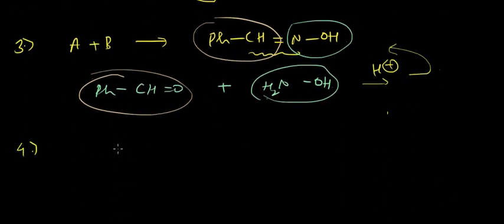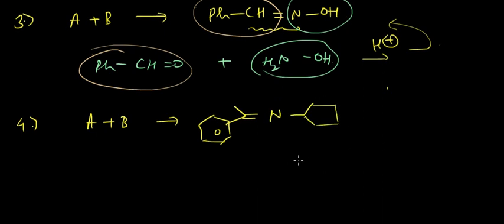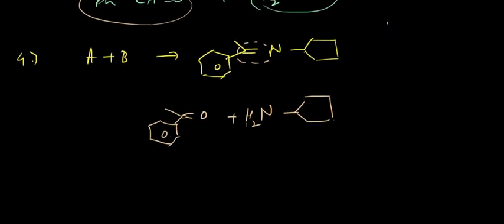Okay, let's look at another example. We have A plus B compounds reacting, and we are getting this and something like this. So what are A and B? Let's go in the reverse direction. This is the double bond, so it must be NH2 here, and a double bond here, a keto group here, and this is attached to a phenyl ring. Okay, so this would be the compounds A and B.